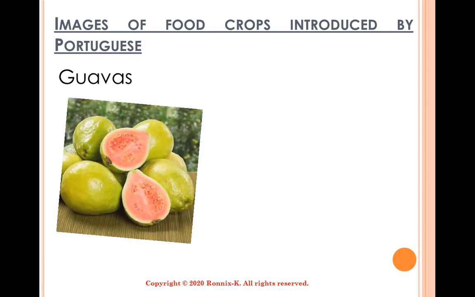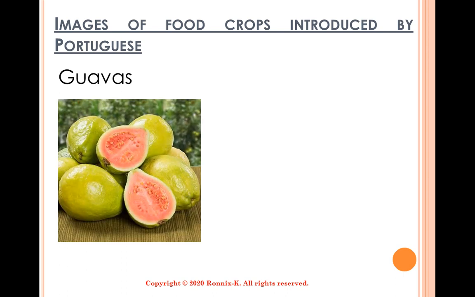Now, this is the part I promised you. I know you've been waiting for this part. Images of food crops introduced by Portuguese. Let us see those crops that were introduced by the Portuguese. And most of them are food crops. Number 1, guavas. Do you see the picture? They are very nice. So mouth-watering. Now I see you salivating.